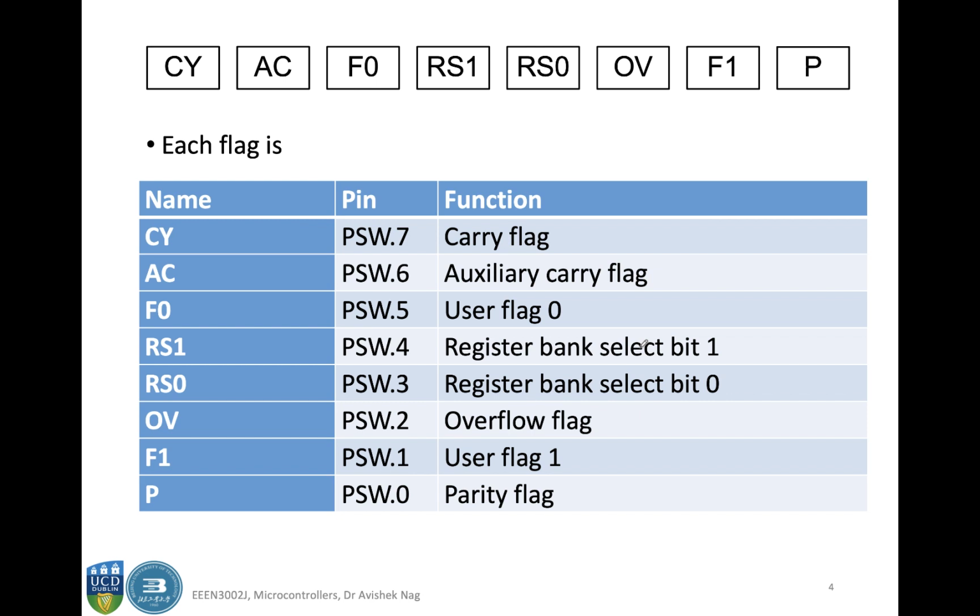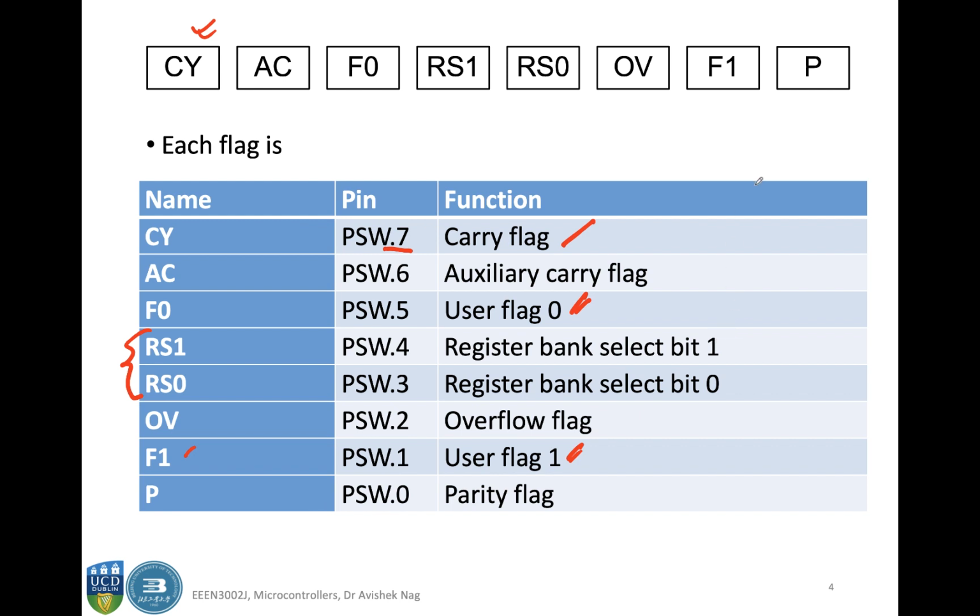So as I was saying, there is one carry flag here. Okay, so CY, this is bit 7 of the PSW register. Then bit 6 is the auxiliary carry flag. Then you have F0, which is the first of the 2 user defined flags, and then you have F1, which is another user defined flag. Then RS1 and RS0, these are the 2 flags that are combined together to select the register banks.